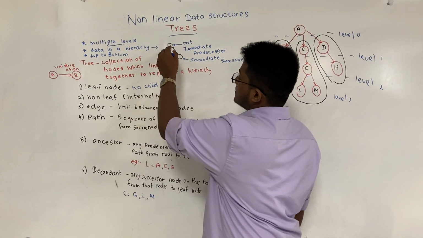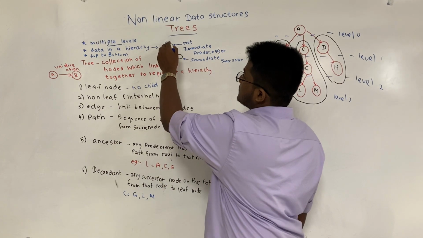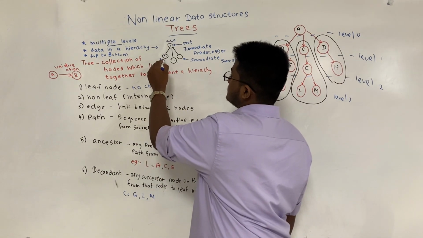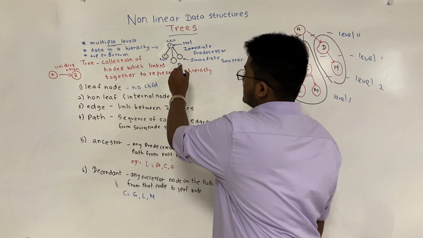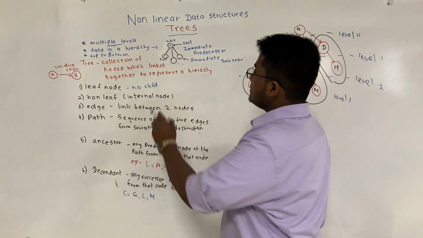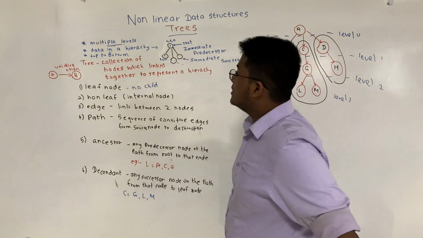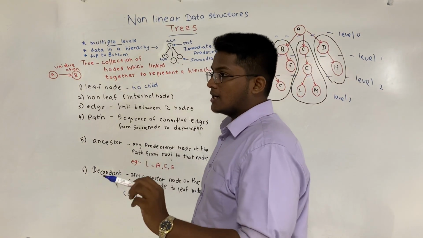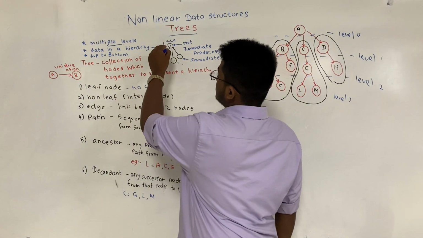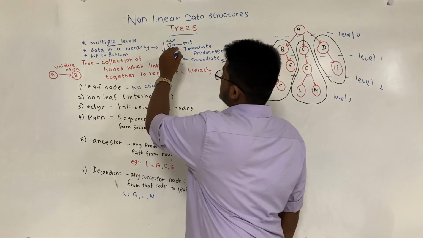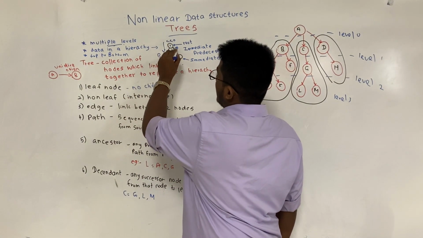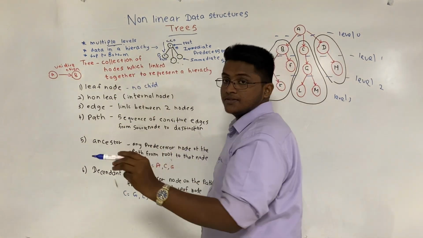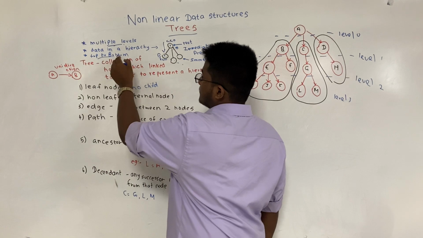Hierarchy means, think that this is the CEO of a company, this is a dean, this is a lecturer. This is the hierarchy, and remember the data is flowing top to bottom. This is A, this is B. A to B. You don't go from B to A. Always you are going top to bottom.